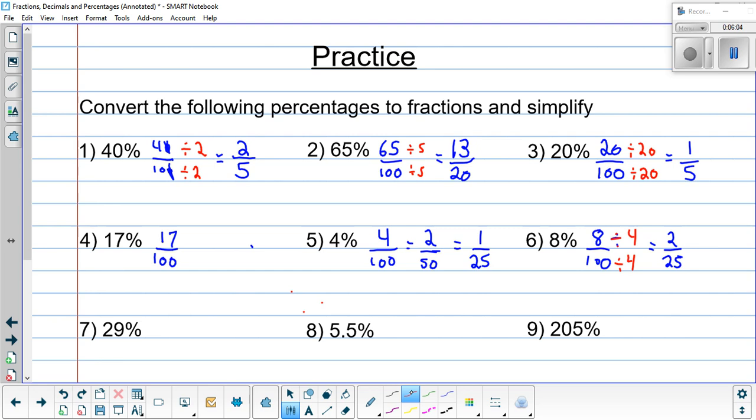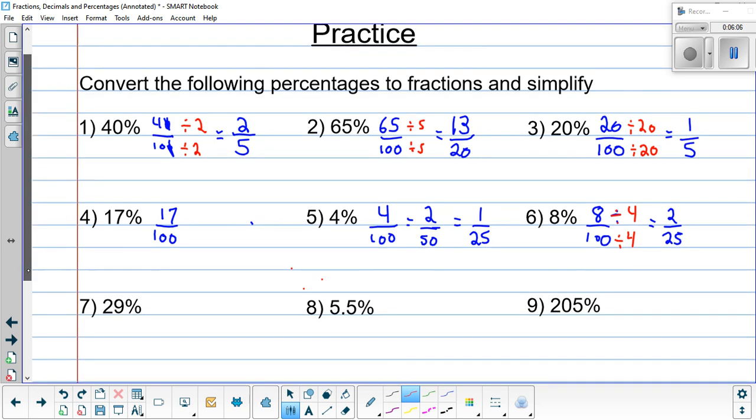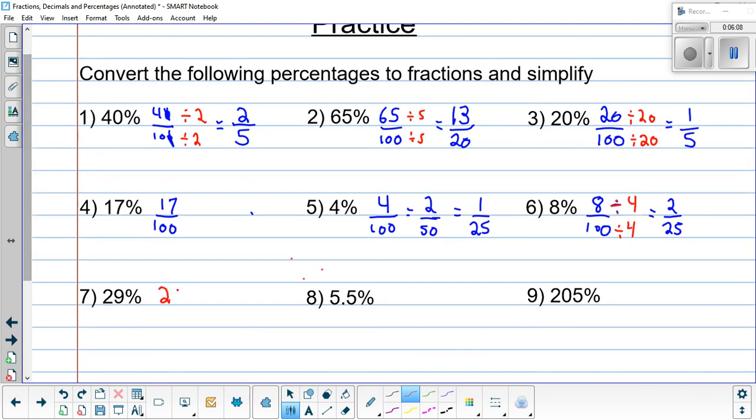So, moving on. The last 3 down here. So 29 over 100. Once again, 29 is actually a prime number, so we can just stop right there, because it does not fit into 100.